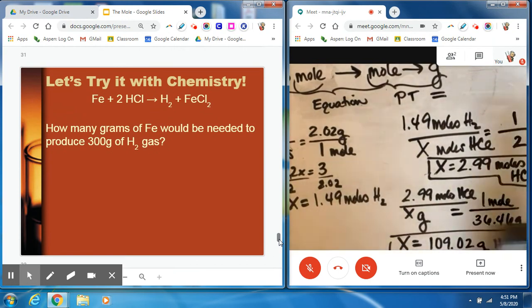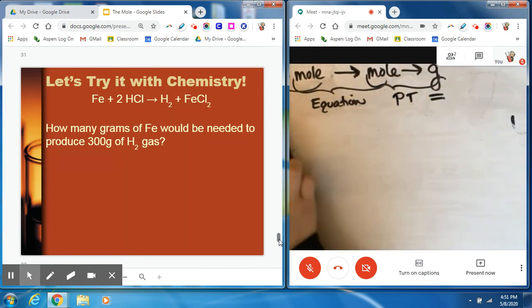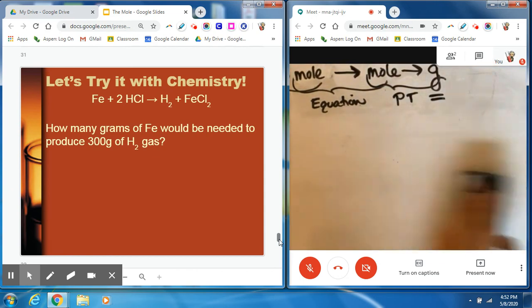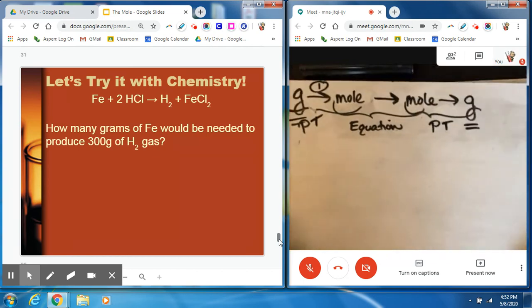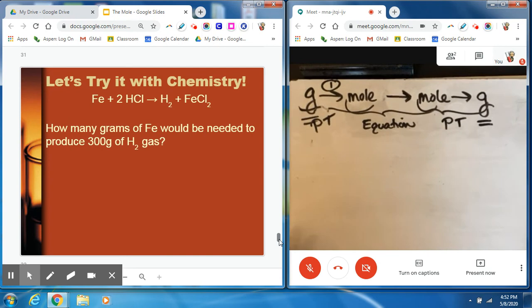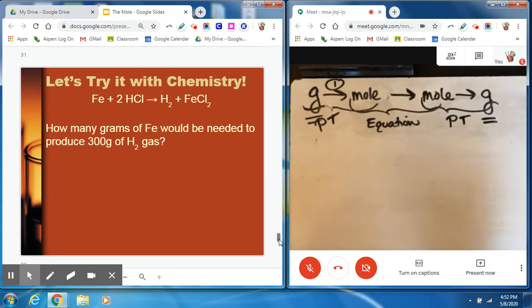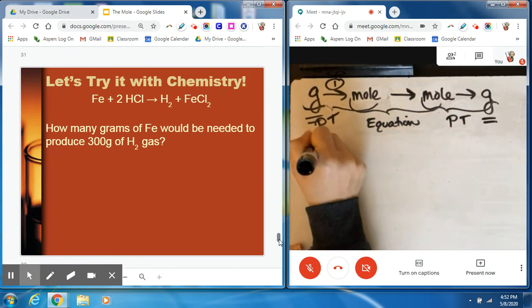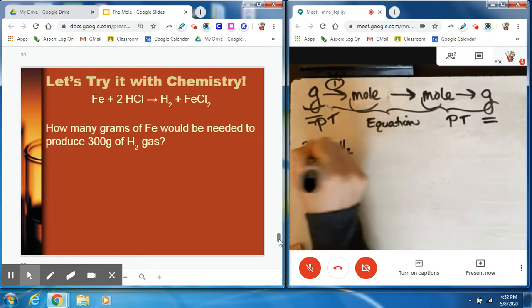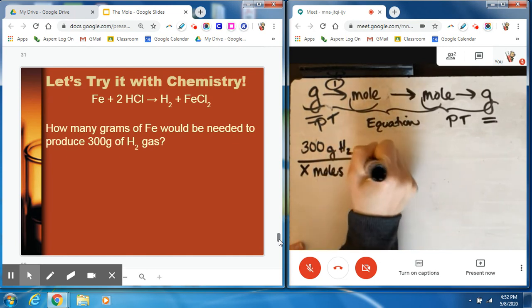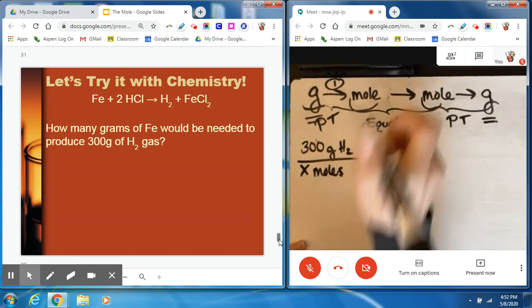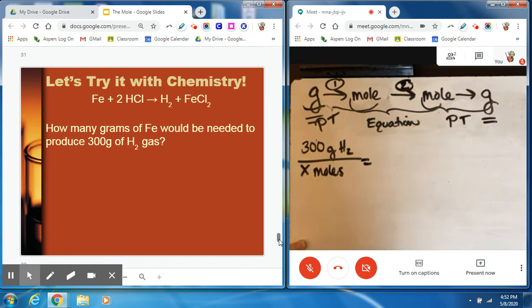Let's try one more example. One more example before I ask you guys to work on some of these on your own. So here's your last example. How many grams of Fe would be needed to produce 300 grams of hydrogen gas? So again, we know we have 300 grams of hydrogen gas. What we don't know is how many moles that is. Step 1, grams to moles. Step 2, moles to moles. Step 3, moles back to grams.